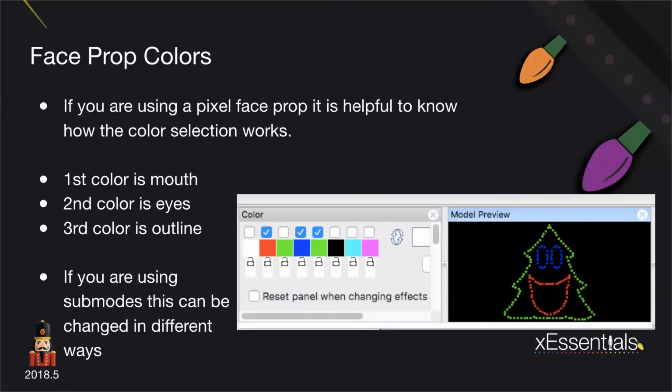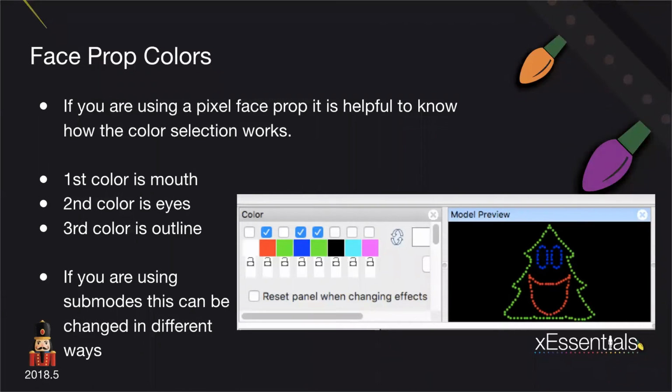After the face effect window, you have your prop, your colors. If you're using matrix panels or images, then this isn't going to make a difference. If you're using an older AC model face, its colors aren't changing. If you're using a pixel prop, either with dumb nodes or with the regular RGB nodes, it's helpful to know how the color selection works. I think some people don't even realize you can change the colors individually without using submodels. xLights changes it for you. The first color that is picked is the mouth color, the second color is the eye color, and the third color is the outline.